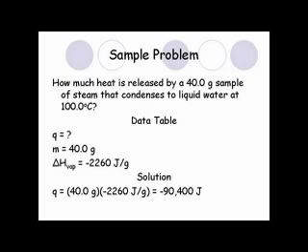So in our solution, our Q is equal to M times delta H VAP. So we have our 40 grams times negative 2260 joules per gram. The grams cancel. You're left with joules, so you know that you set up the equation correctly. And we get negative 90,400 joules. And you can see tremendous quantities of heat are involved in the boiling or condensation process, much more so than in the melting or freezing process.